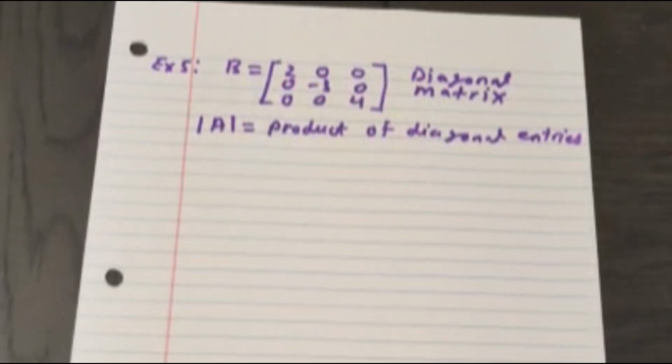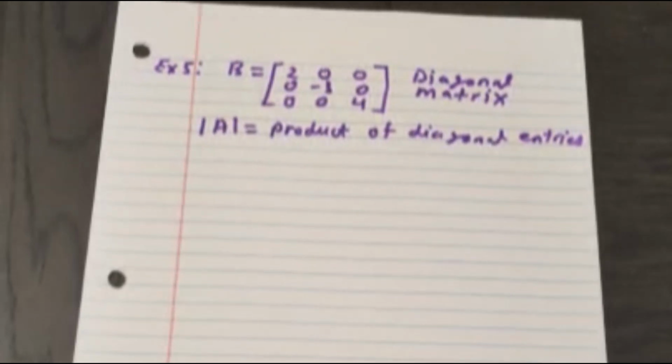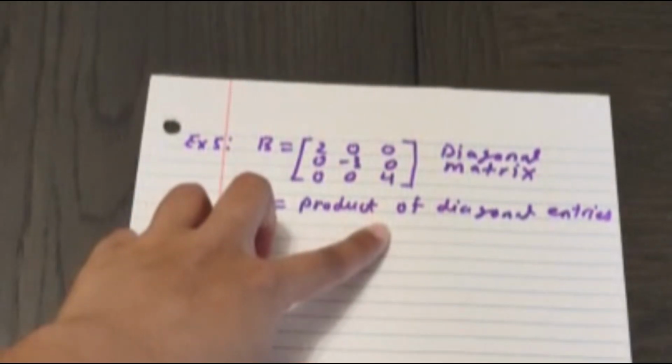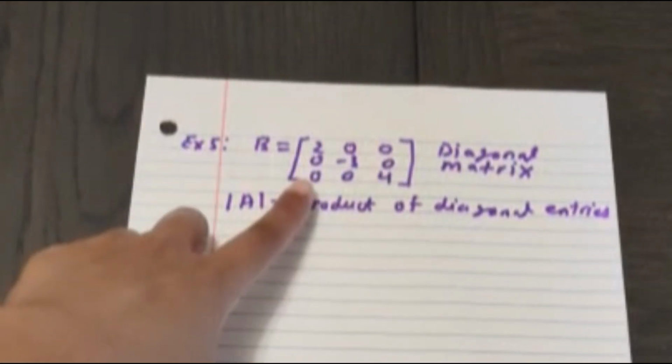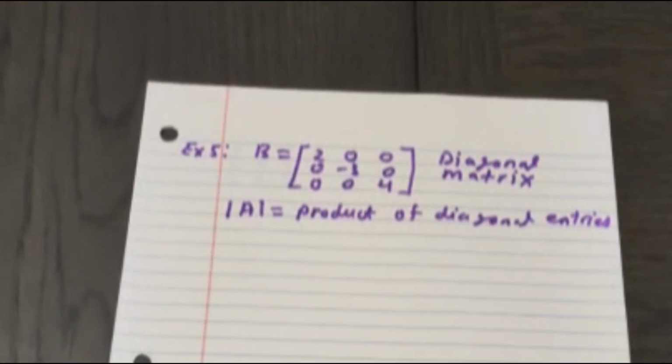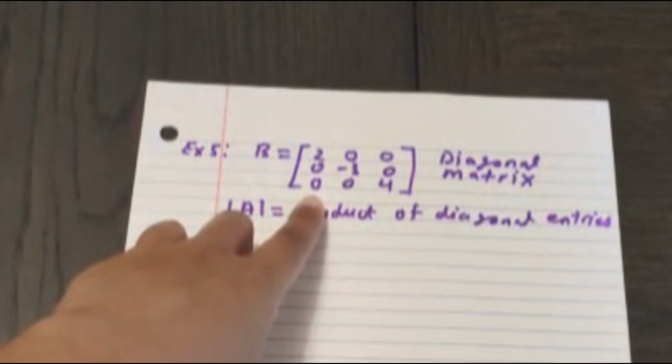Our next example is that of a diagonal matrix. Here, we know this is a diagonal matrix because, except for the diagonal entries, all the other entries in the matrix are zero. Basically, you are looking at a diagonal matrix whenever the entries on the main diagonal are non-zero values and everything else around it is zeros.